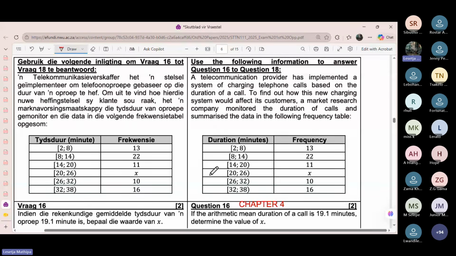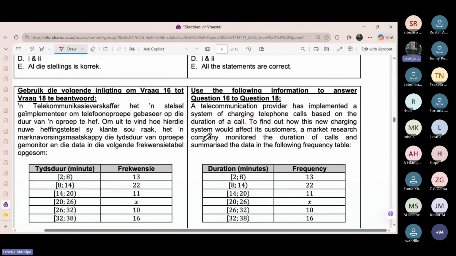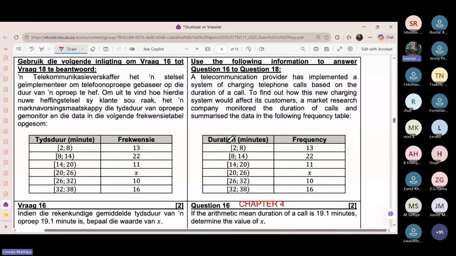It says a telecommunication provider has implemented a system of charging telephone calls based on the duration of a call. To find out how this new charging system will affect its customers and market research, a company monitored the duration of calls and summarized the data in the following frequency table. Look at this now. Step number 1: this is based on grouped continuous data. I'm just going to type GCD, grouped continuous data.